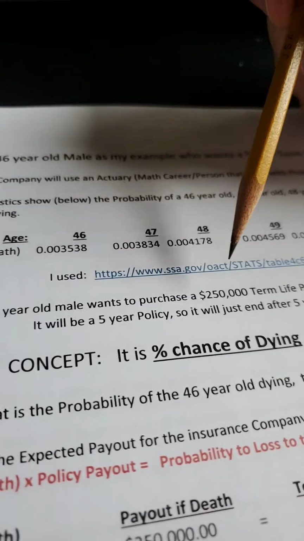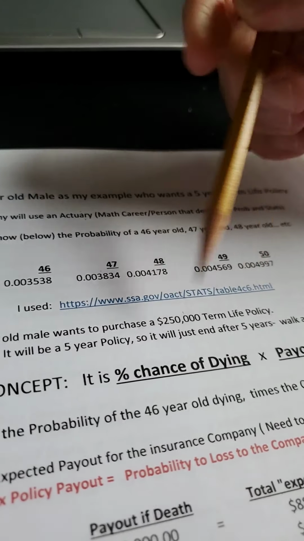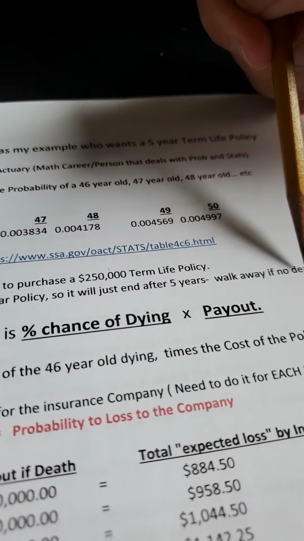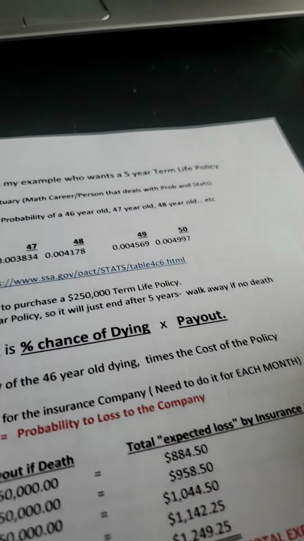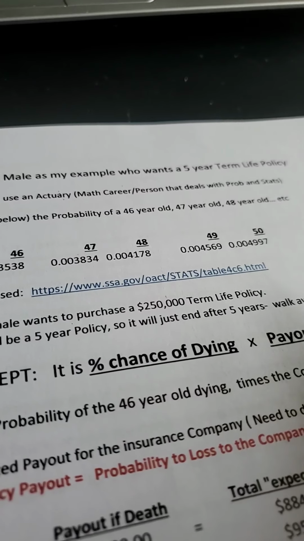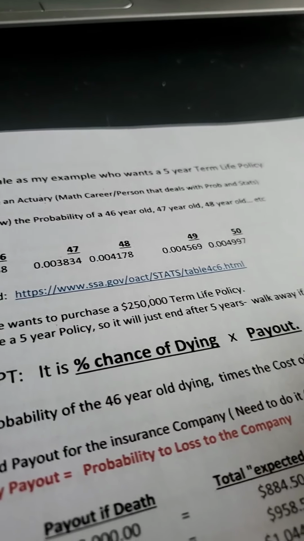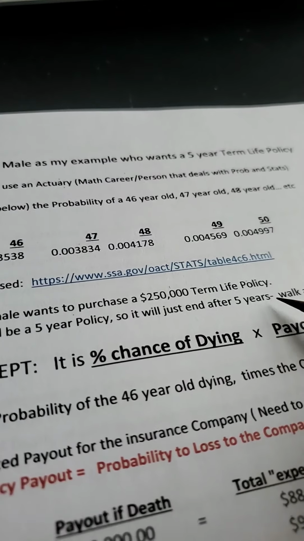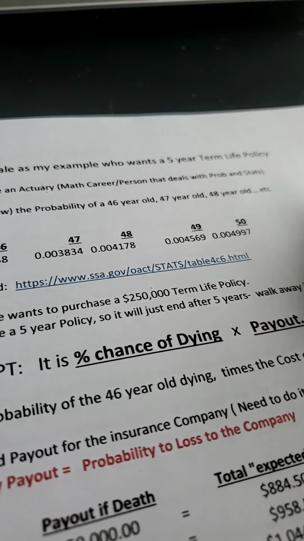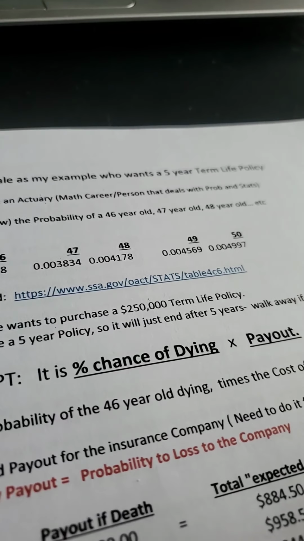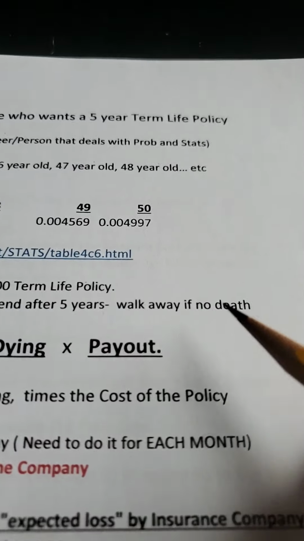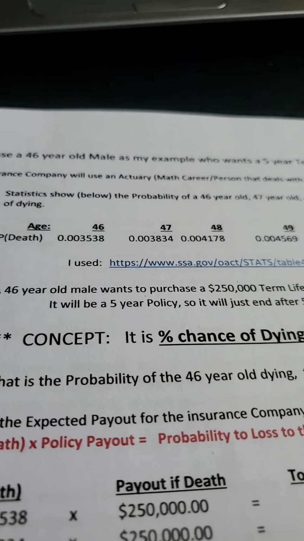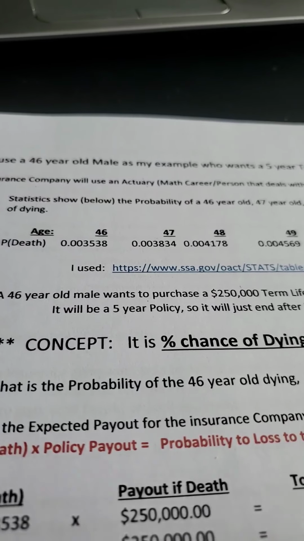This 46-year-old wants a $250,000 term life policy. It will be for 5 years. So at the end of 5 years, you just walk away unless you have died in that time period. If you die in that time period, then the insurance company is going to pay out $250,000 to the survivors. Your beneficiary is what it's called. If you do not die in that 5-year period, then all you did is pay insurance for quote unquote no reason. You just walk away. You owe nothing.